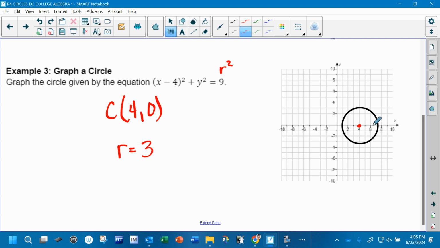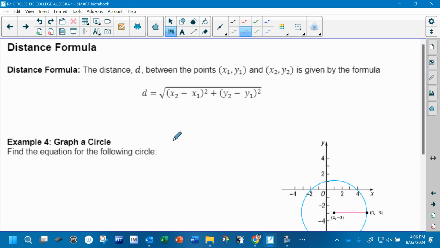So you're just going to go 1, 2, 3 to the right, 1, 2, 3 to the left, 1, 2, 3 top, 1, 2, 3 bottom, and then connect your dots, making your circle. And don't worry about it if your circle's not perfect. I am more worried about the math than I am the picture.